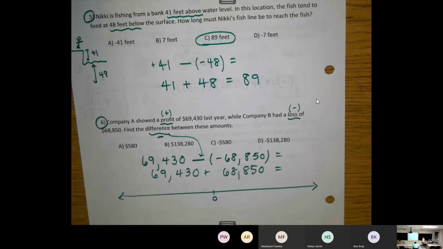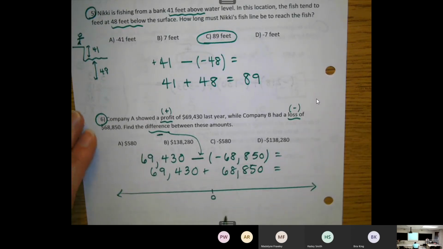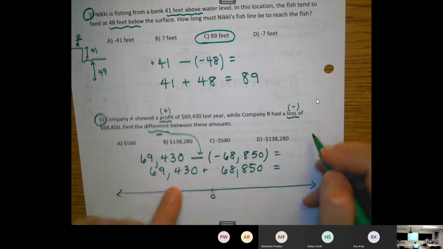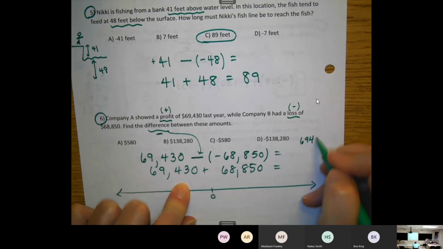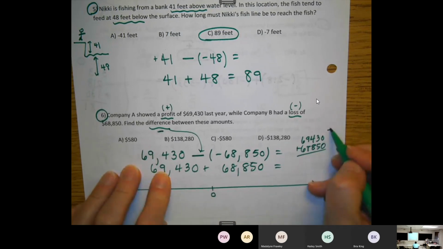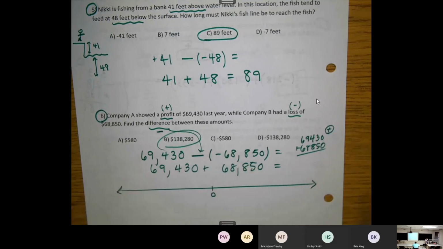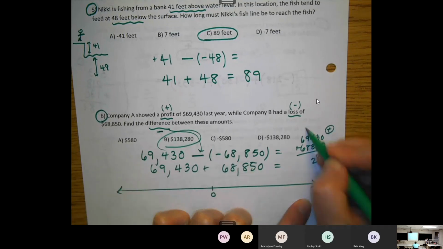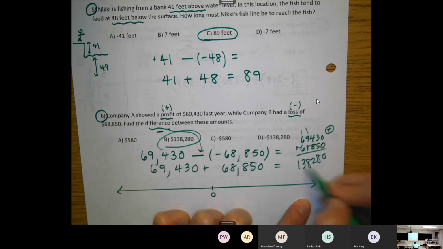Should get a great big answer, shouldn't we? Great big answer, like A, B, C, or D. Well, let's see, 69,430 and 68,850. Add them up, they're both positive, so we get a positive result. B looks good, 0, 8, 2, 8, 3.